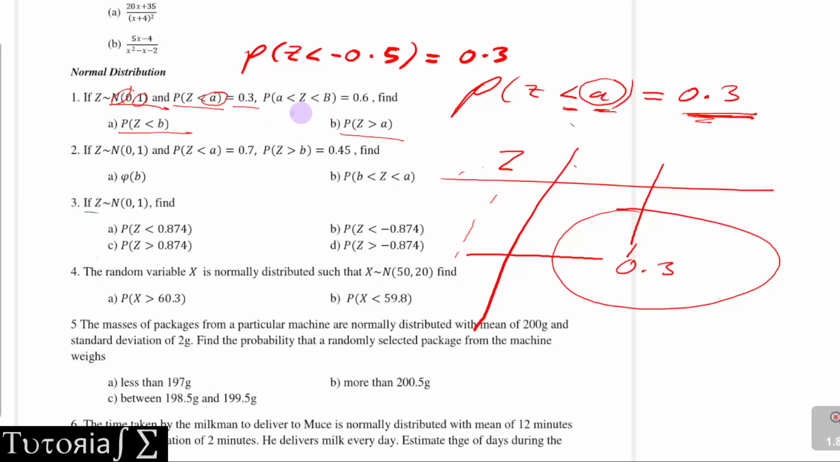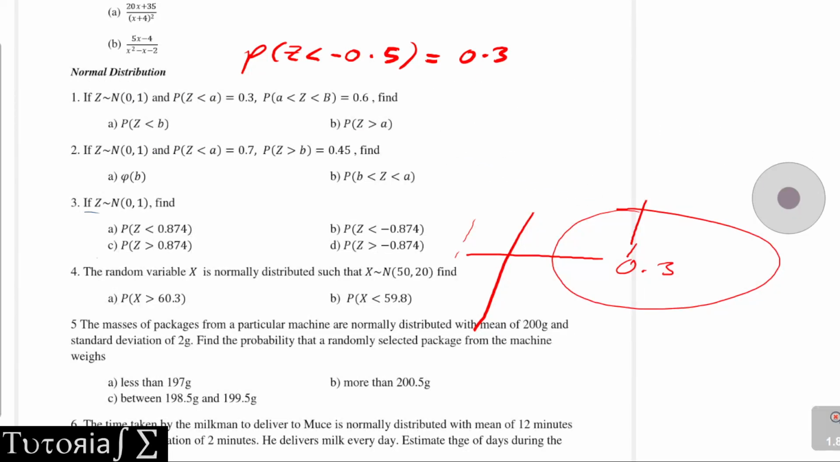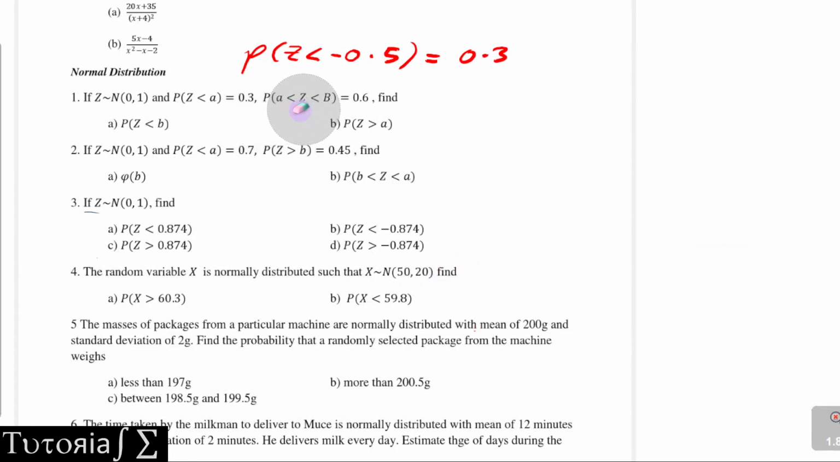Now when it comes here, I don't know if you remember, but we discussed how you can deal with this type of question. So you have the probability of A less than Z less than B. I presume this should be a small letter b considering what we have here. So this should be equal to 0.6.